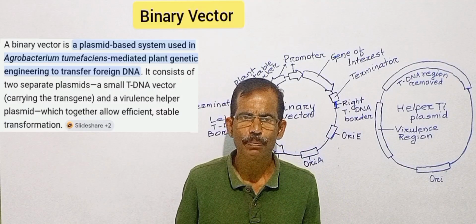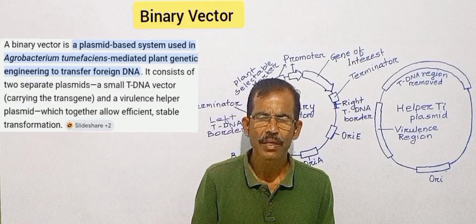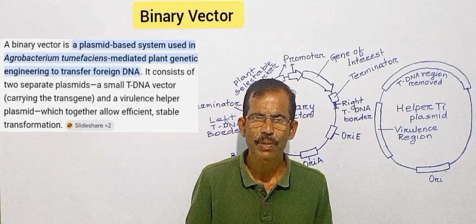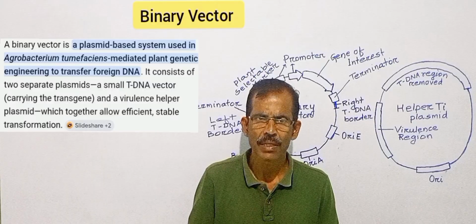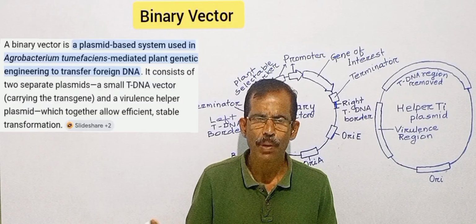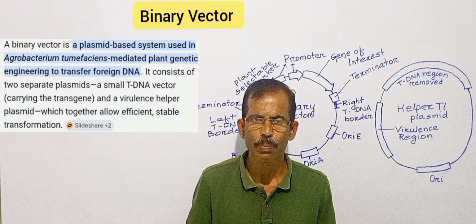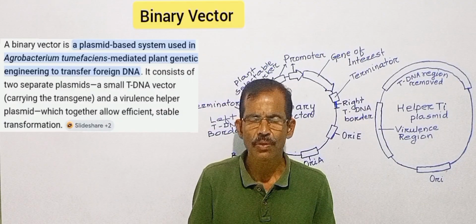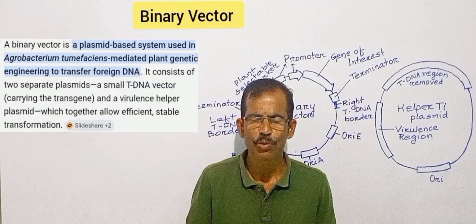Wild type Ti plasmids cannot be used directly for Agrobacterium mediated gene transfer because these plasmids are large and therefore difficult to manipulate, manage and maintain. Moreover, with the help of wild-type plasmids, Agrobacterium tumefaciens infects only dicot rather than monocot plants. It causes crown gall disease in which there is an uncontrolled growth of tumors.